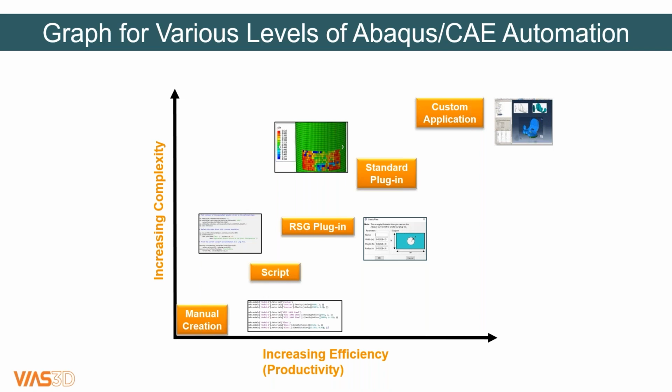And that's where, as we work up through this graph, we get into the kernel script, issuing kernel commands to Abaqus CAE to simulate what the buttons are doing when you make interactions with the Abaqus CAE GUI. We can build a really simple GUI called an RSG plugin. We can go all the way up to a standard plugin, which really enhances things and can probably handle most of the things that most people would want to do. And finally, you can create a customized application.